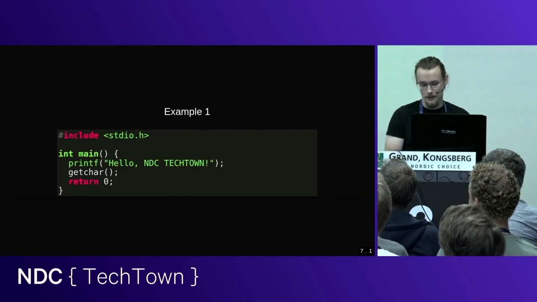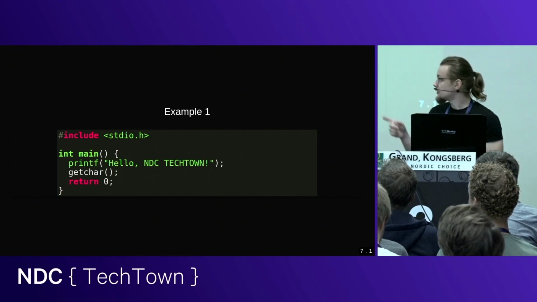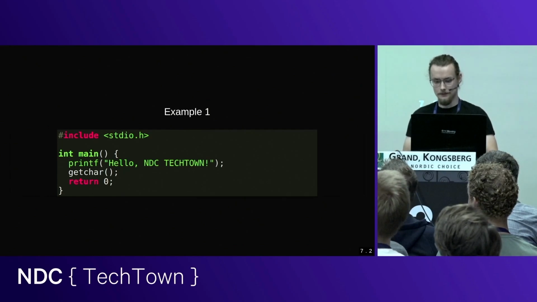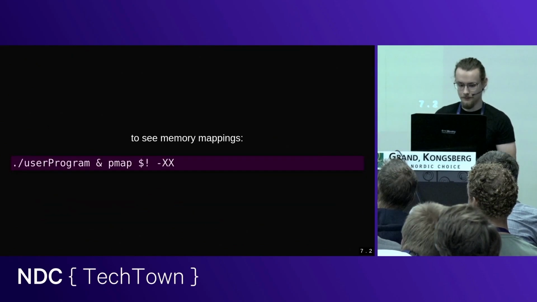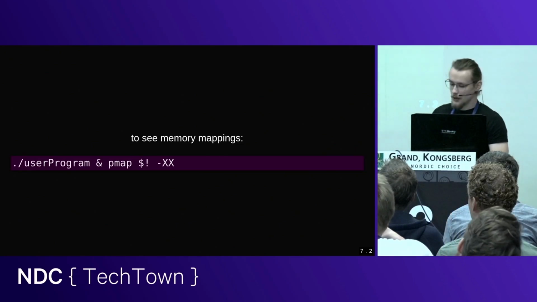So let's go back to our simple example. We just have hello NDC TechTown. And I only put getchar so my process doesn't exit immediately, so I can actually attach to it. Then, if I run it, I pass the PID of this process to pmap. I will get output like this.